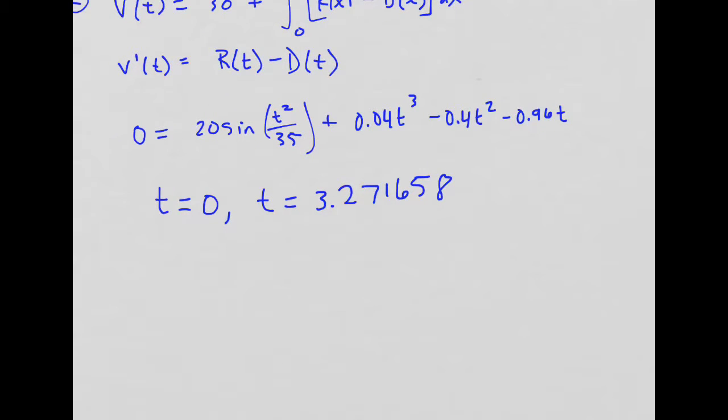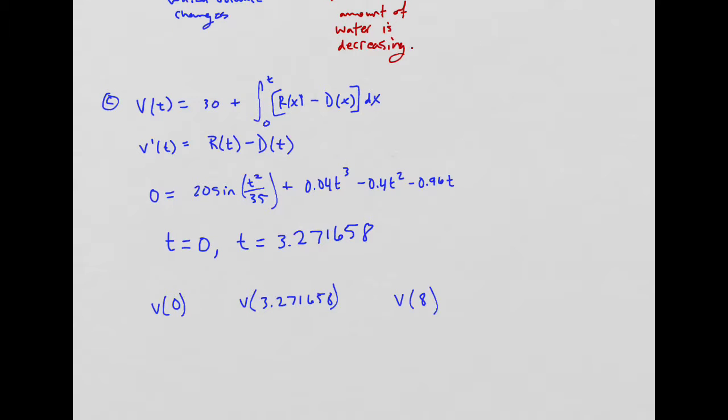So now I need to know what v of 0 is, v of 3.271658, and also v of 8, because those are all my points where I possibly have a minimum or maximum. What will I do? Well, I can plug it into this. I feel like that might have been the trickiest part to come up with, but we just have to remember that if we have a rate function, we can integrate and get the net change in whatever we're talking about.